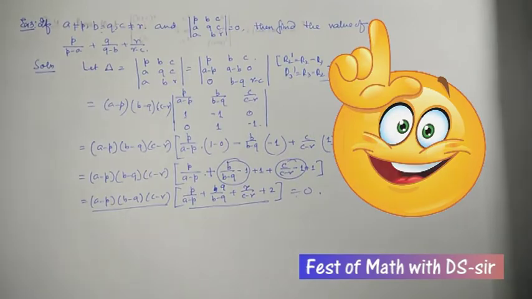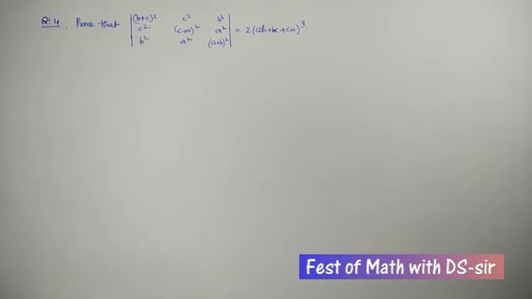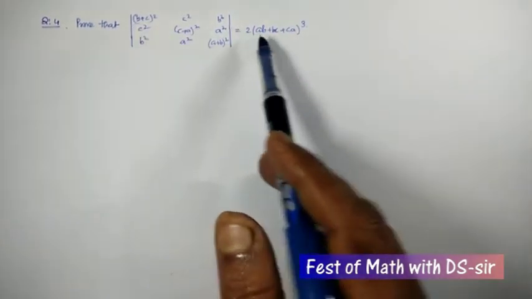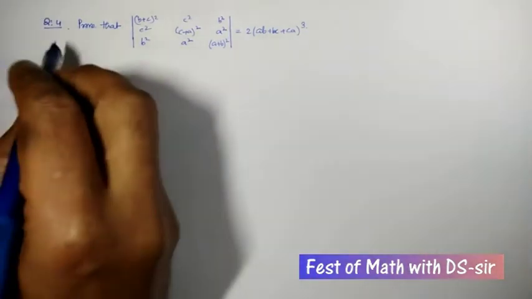This is our answer. Now comes our fourth example today. This is a very big sum, a lengthy sum. You have to show the value of this determinant is 2 into (AB plus BC plus CA) whole cube. Solution.